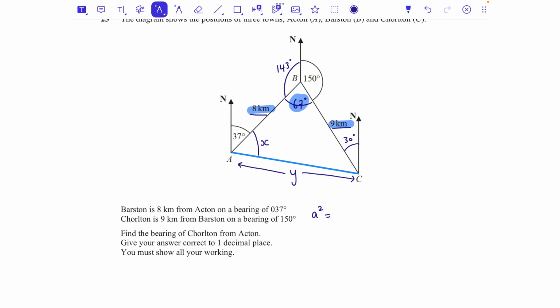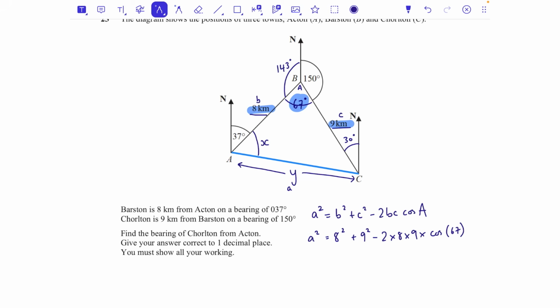A squared equals B squared plus C squared minus 2BC cos capital A. This needs to be my little a over here. I know it's not opposite capital A, but we can just rename these. It doesn't really matter as long as this one is your capital A. So there we go. 8 and 9 are your B and C. Let's get that side opposite. So 8 squared, add 9 squared, minus 2 times 8 times 9 times cos 67. That is A squared, and I'm going to just need to square root that answer.